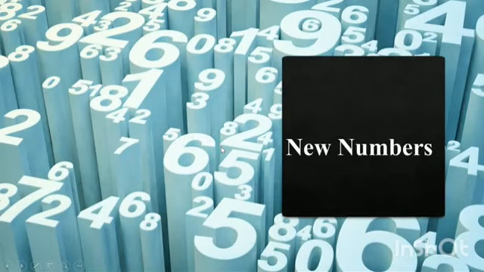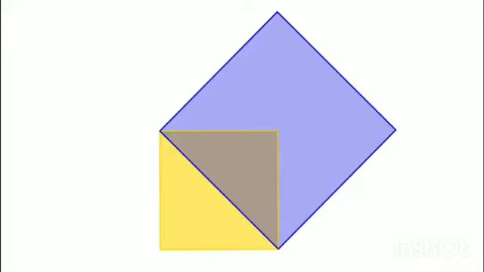Let us start the fourth chapter, New Numbers. We are going to discuss the first part of the lesson, lengths and numbers. Let us draw a square. Now, through the diagonal of this square, let us draw a larger square like this. We know the area of the large square is twice the area of the smaller one.